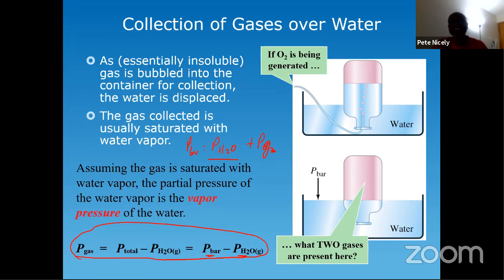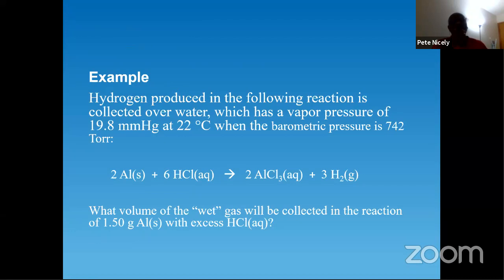And I think the next slide is an example of a question where that is being looked at, right? So what this question is describing is what we just discussed, right? Hydrogen is produced based on this reaction that is given, right? And the question is asking what volume of the wet gas will be collected in the reaction if 1.50 grams of aluminum reacts with excess hydrochloric acid, all right? They gave us some other additional information. They gave you the vapor pressure of water, and they gave you the barometric pressure, all right? So you're gonna need that information as well.